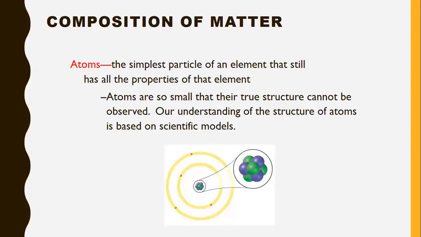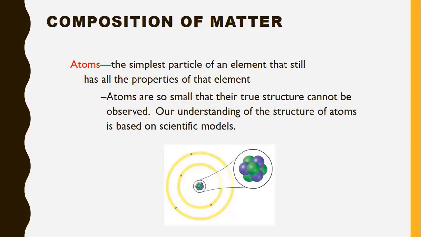So we're going to start with atoms. They're the smallest or simplest particle of an element that still has all the properties of that element. So what does that mean? Let's think of gold. All the little gold atoms have the same properties. So I'm not going to see a silver within that gold atom. Do you understand that? So atoms are extremely small. We can actually see them with this cool microscope.